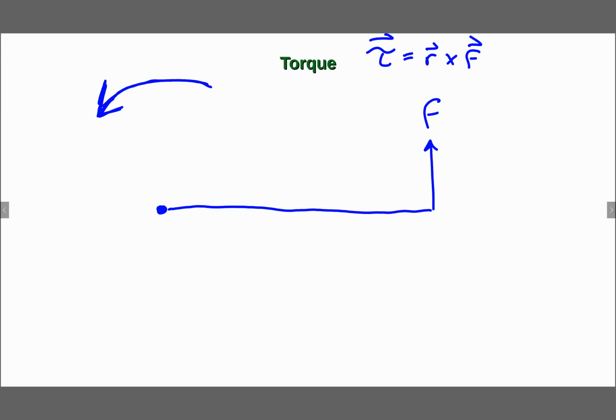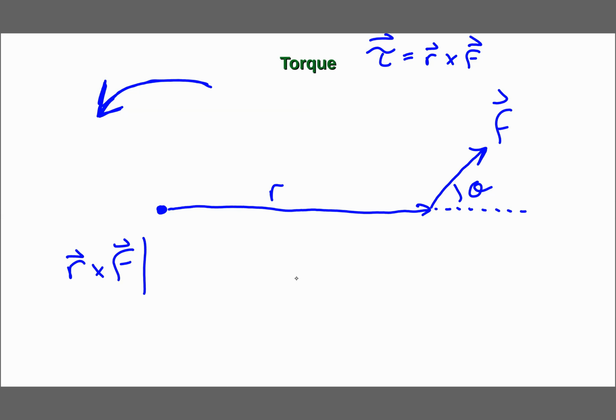So you can imagine if I still have this axis, and I still have this distance r out from the axis, but instead, at the end here, I apply a force in this direction. Okay? Now, the angle between this force and this r is theta here. And we know from doing cross products that the magnitude of the cross product, r cross F, is equal to rF sine theta.